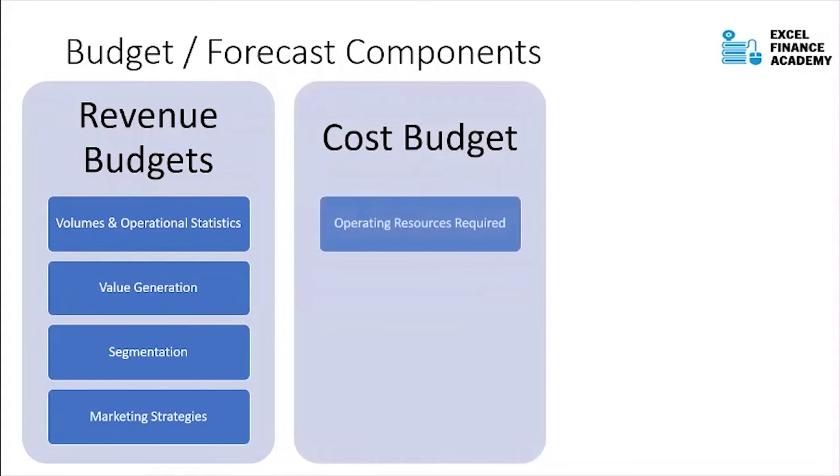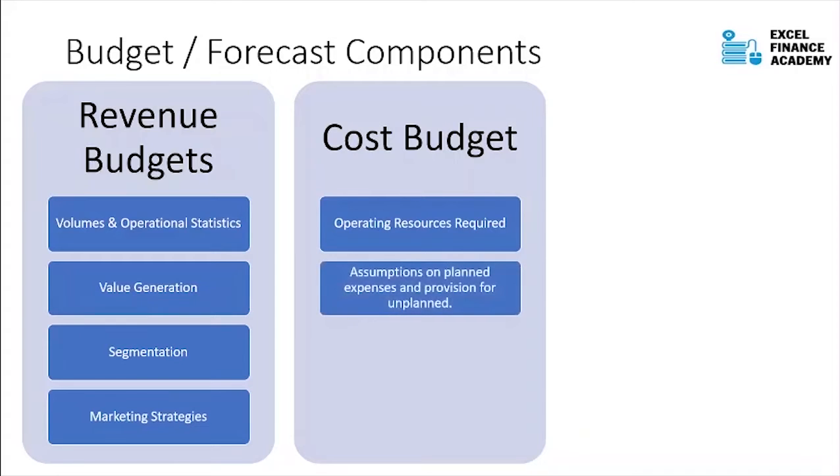So the cost budget involves your operating resources required. So what are the operating resources you need? You need labor, you need equipment, you need what else? Raw material, correct? You need processing services. So all the things, whatever you need to provide the services to your customers, that becomes your operating resources. So basically you need to identify in your operations what are the key operating resources that you are using in the business, and then you make a list of it.